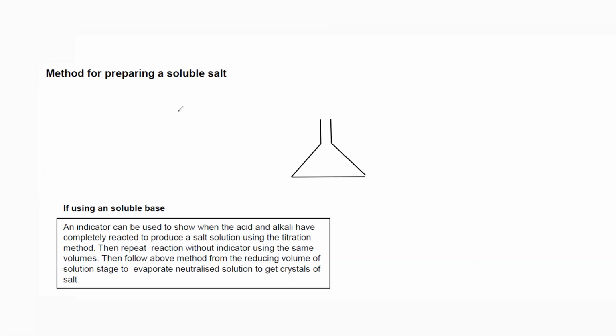So using a burette, using a pipette or a measuring cylinder, we will transfer the acid or alkali. Normally acid, because it is more corrosive, having a greater corrosion rate. So we use acid on a small scale and transfer it into a conical flask.